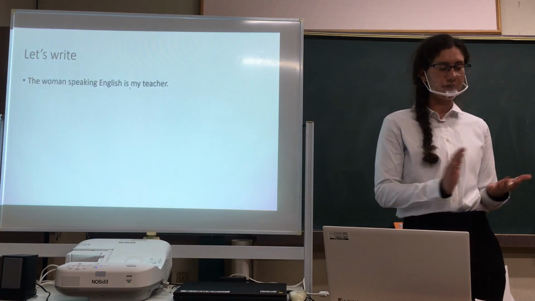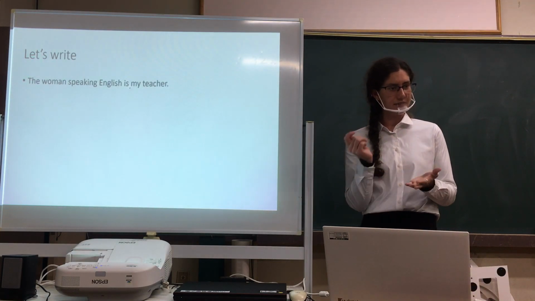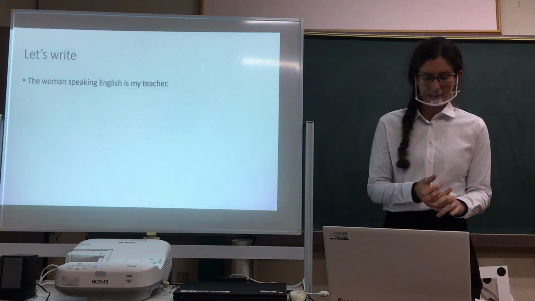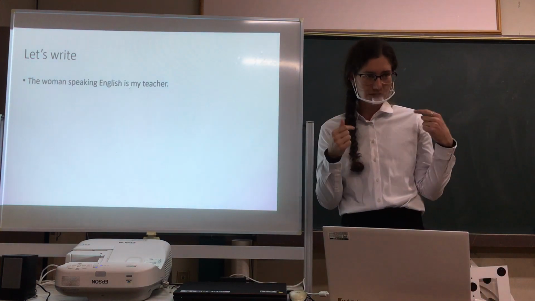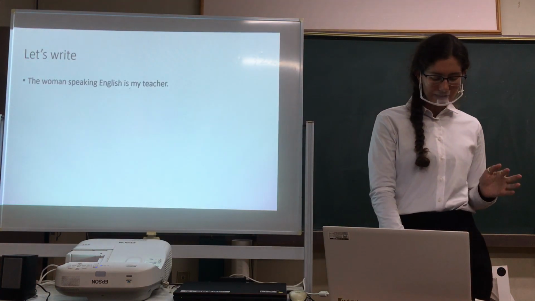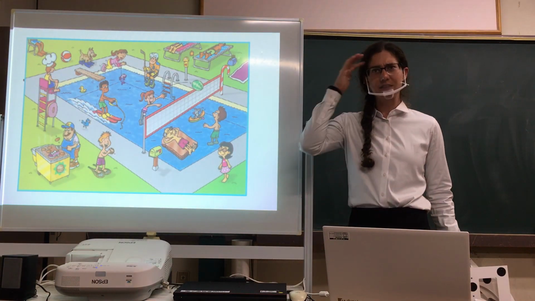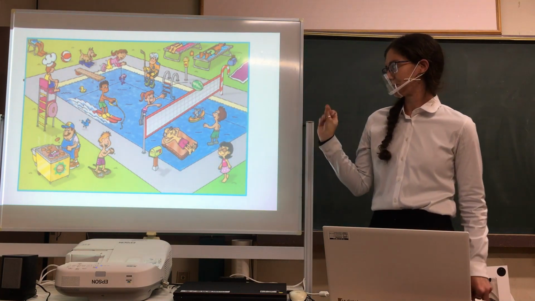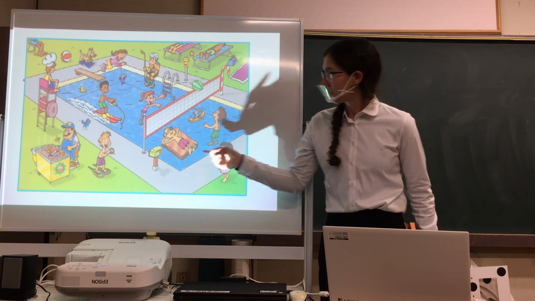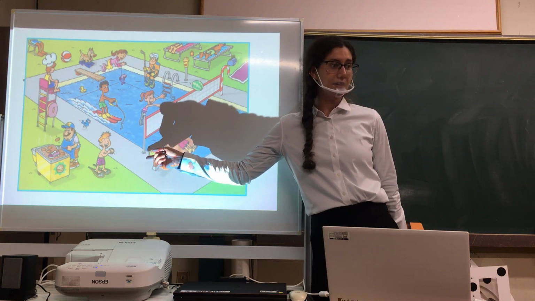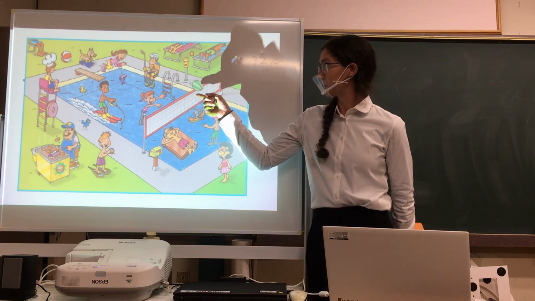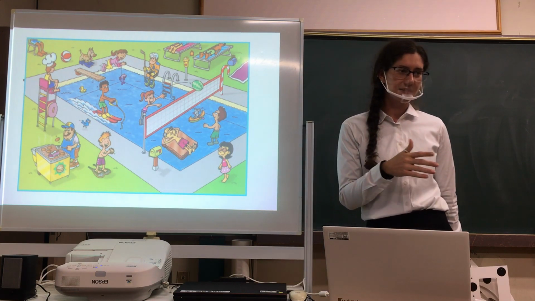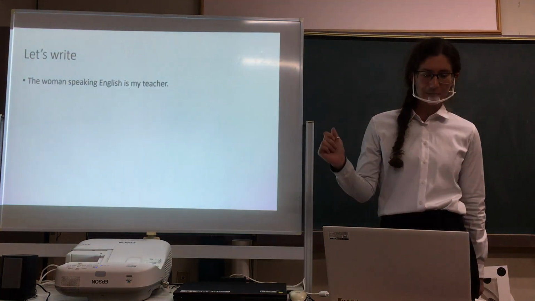What we're going to do, we're going to write. So please get out your notebooks and a pencil. Do you have a pencil? Great. We're going to write this, and we're going to write, the woman speaking English is my teacher. Okay, and then you're going to imagine a scene, and you're going to write your own sentence about this picture. For example, the man eating a hamburger is my friend, or the woman playing water volleyball is my sister. Please make up a sentence on your own. So let's write this and then we'll make our own. Ready, go.